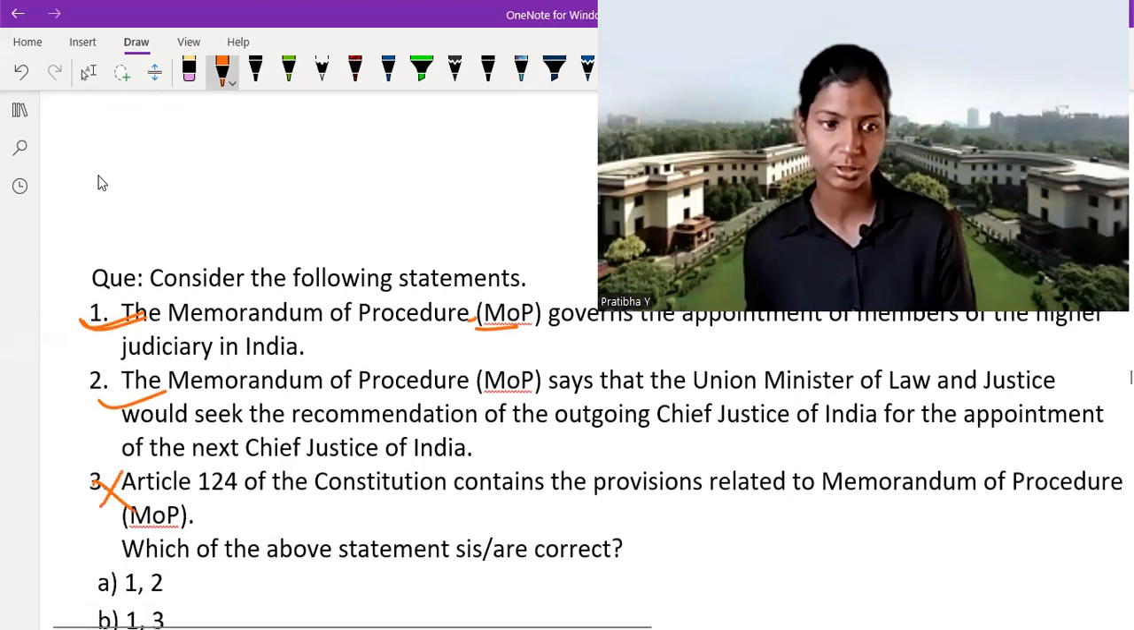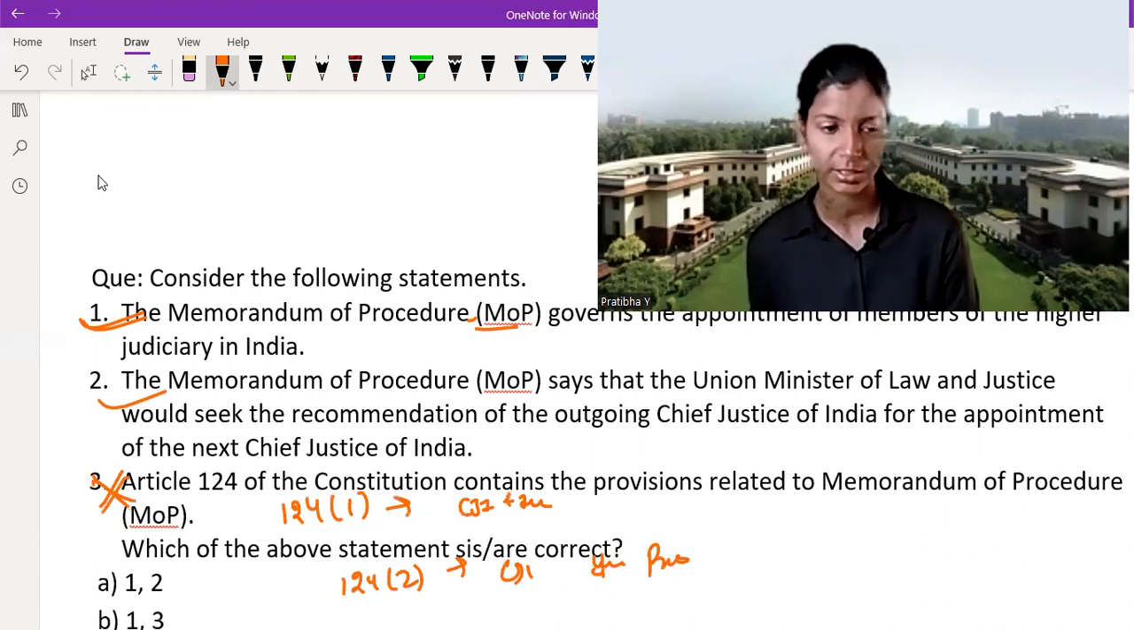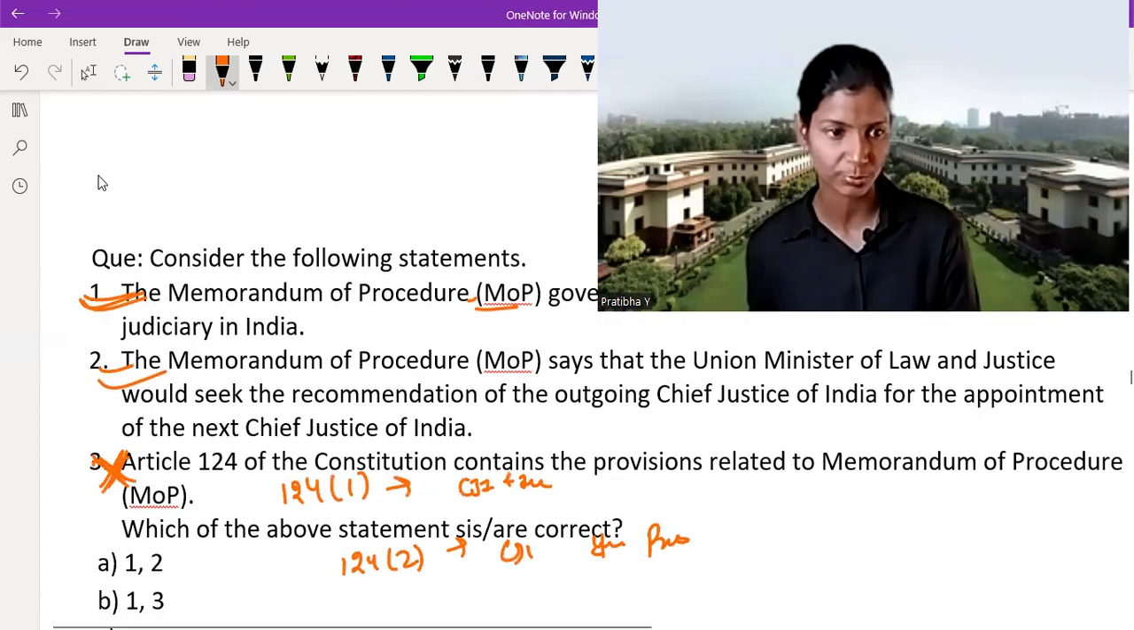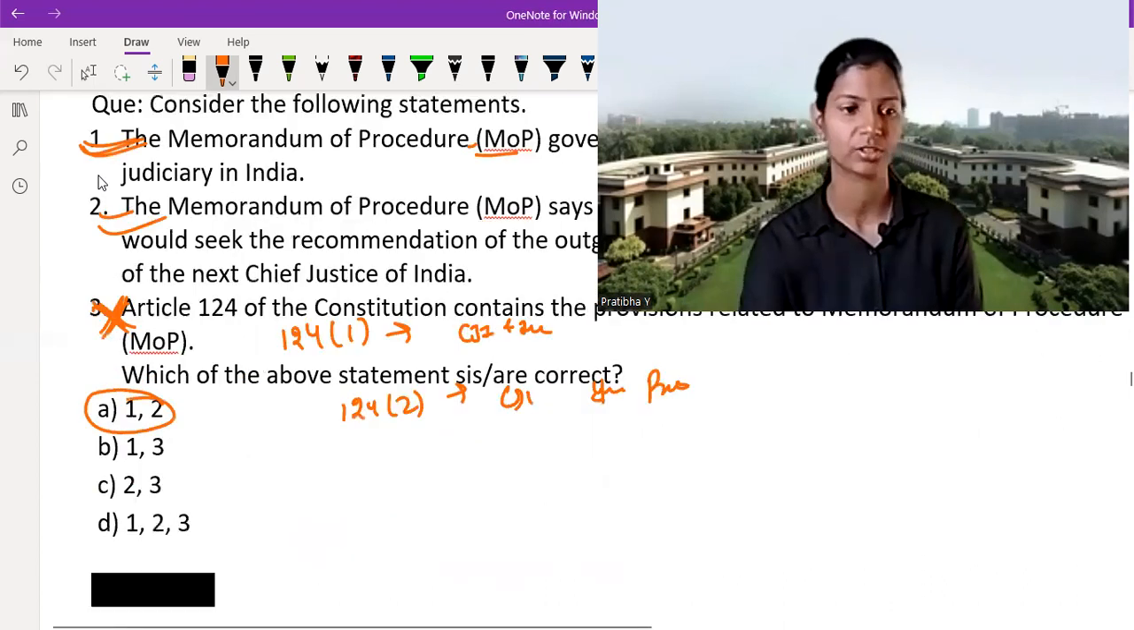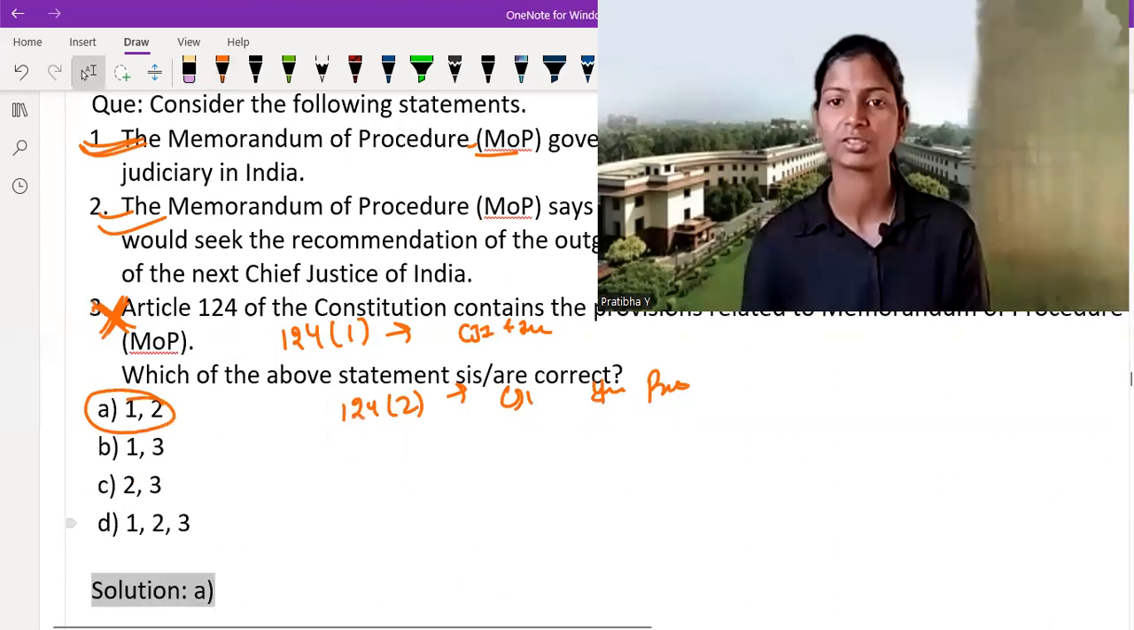Article 124 of the Constitution contains the power related to the Memorandum of Procedure. No. Article 124(1) says that there shall be a Supreme Court, in which the CJI and judges work, and 124(2) says that the appointment of the CJI and judges is done under the hand and seal of the President. So it has nothing to do with MOP. So options 1 and 2 are correct. That means option A is correct. Just check we are on the right path or not. So option A is correct. That means we are on the right path.